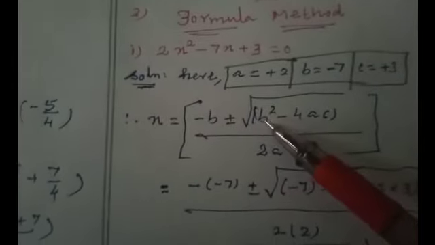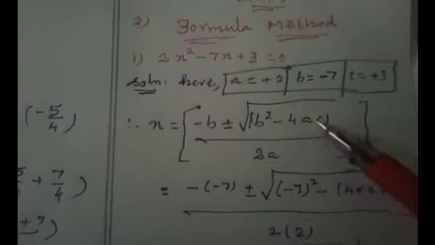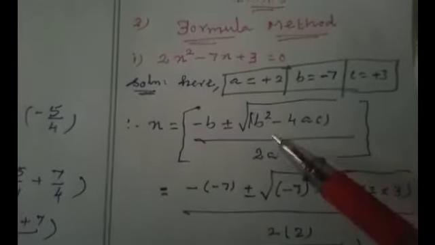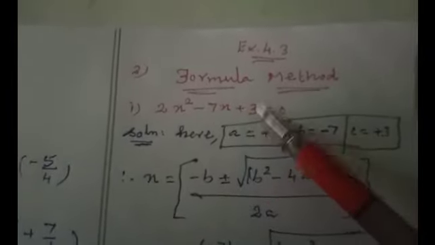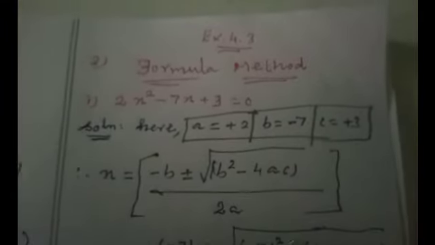For the formula method, the formula is x is equal to minus b plus or minus square root of b square minus 4ac, divided by 2a. So the first question, the same question, the first subdivision, is 2x square minus 7x plus 3 equal to 0. Here a is equal to plus 2, b is equal to minus 7 and c is equal to plus 3. A, B, C we have to consider.